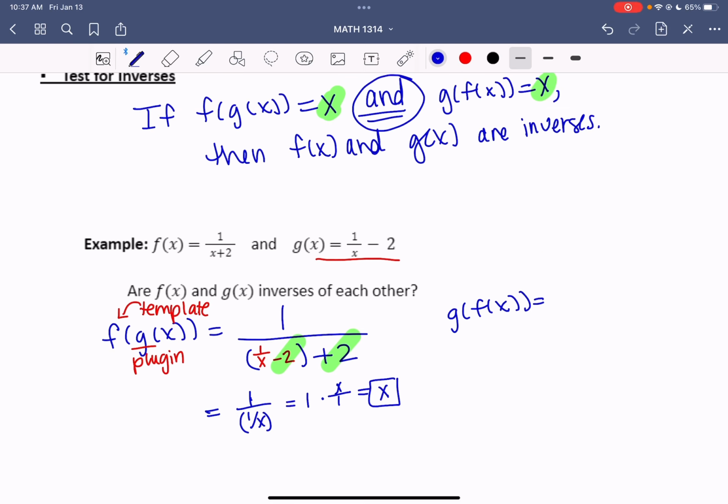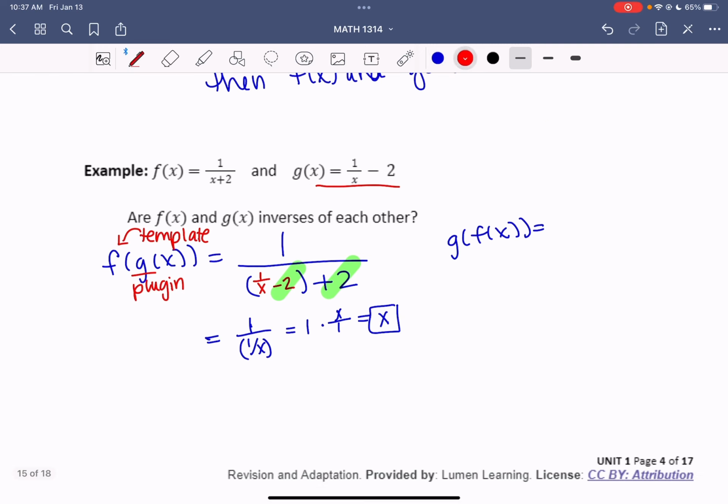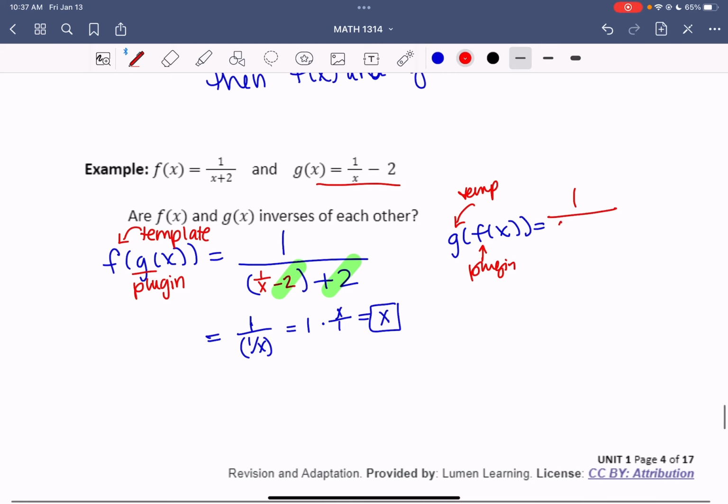Now this was an and statement. G of f of x also has to be x to see if this is an inverse. So we're going to do this again, same process. This is going to be your template. This is going to be your plugin. And so my template is G. And so I'm going to say 1 over something minus 2. My plugin is f. So I'm going to say 1 over x plus 2.